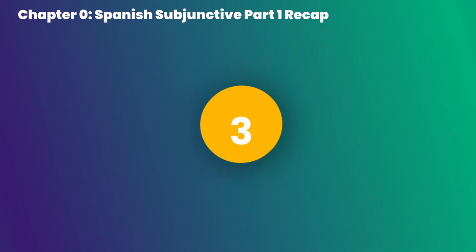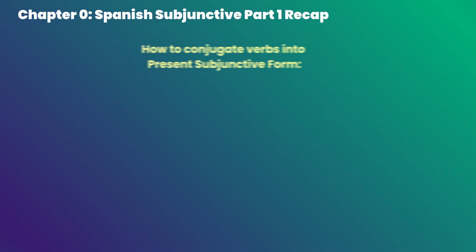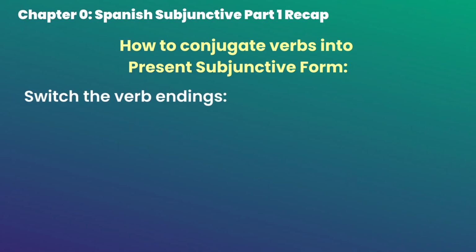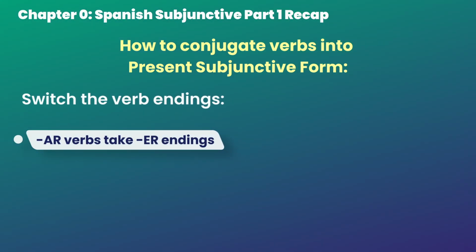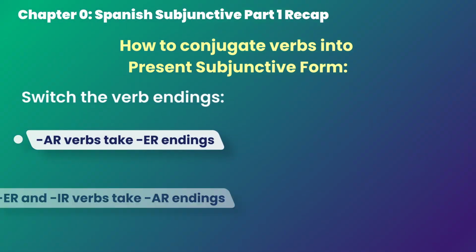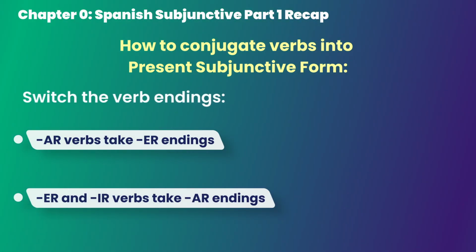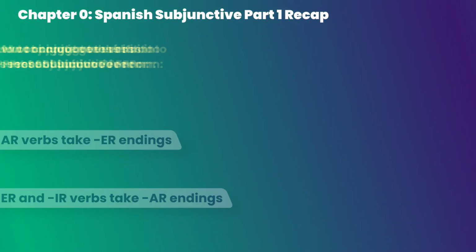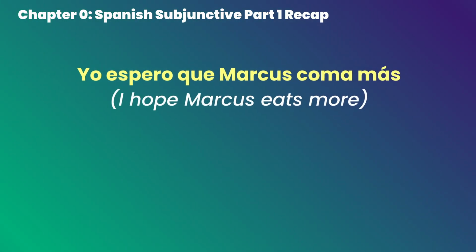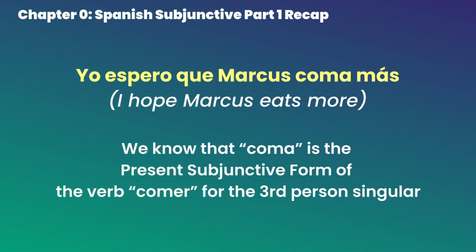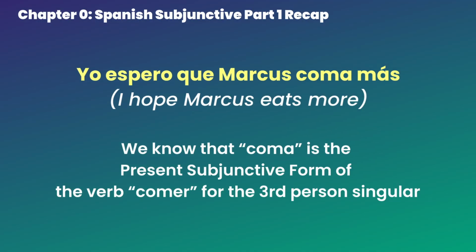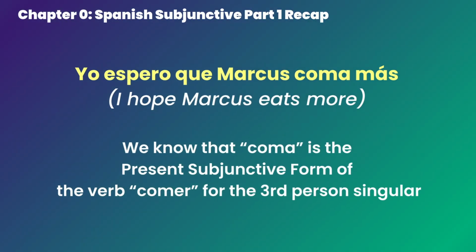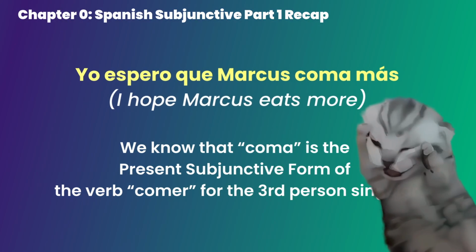All we need to do to conjugate verbs into the present subjunctive form is to switch the verb endings. That is, AR verbs take ER endings, and ER and IR verbs take AR endings. So when we say yo espero que Marcos coma más, we know that coma is the present subjunctive form of the verb comer for the 3rd person singular. For now we are only covering simple conjugations, so that you don't lose your brains.